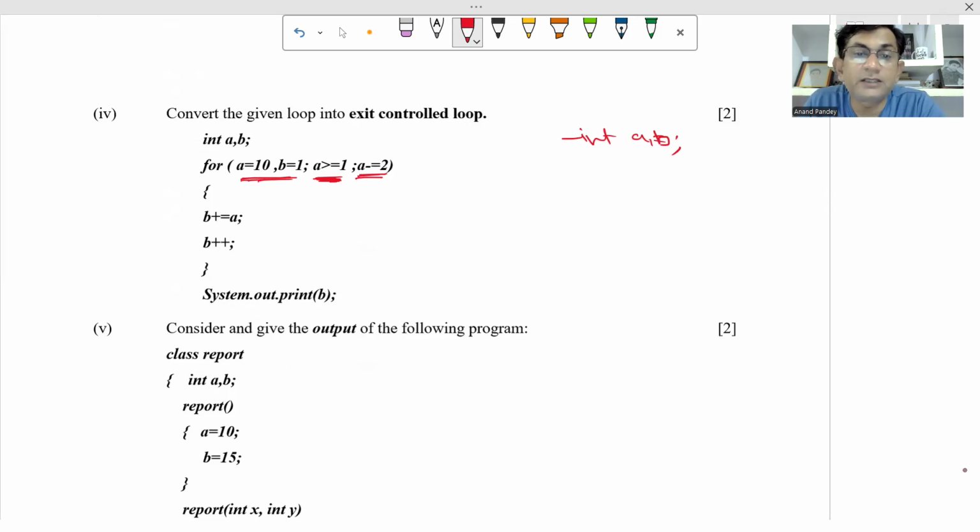So here this initialization we will write, that means a equal to 10 semicolon, b equal to 1 semicolon.